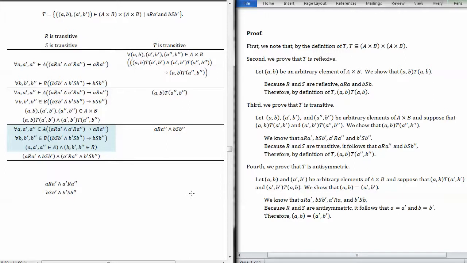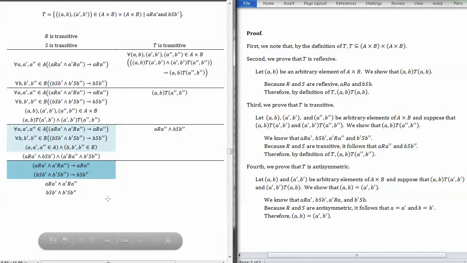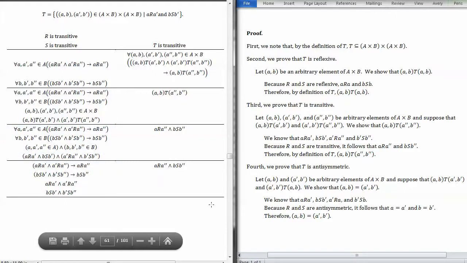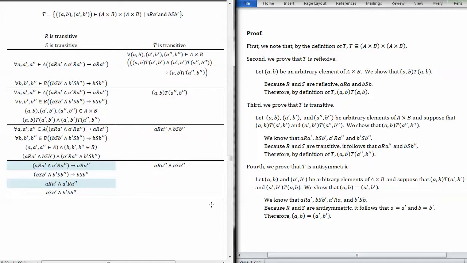And now I'll do some instantiations. So I get basically these conditionals brought down, and those conditionals are just what I can match with these statements here via modus ponens, right? So that one is going to give us our aRa double prime, and that modus ponens will give us our bSb double prime, and together those were what we needed.